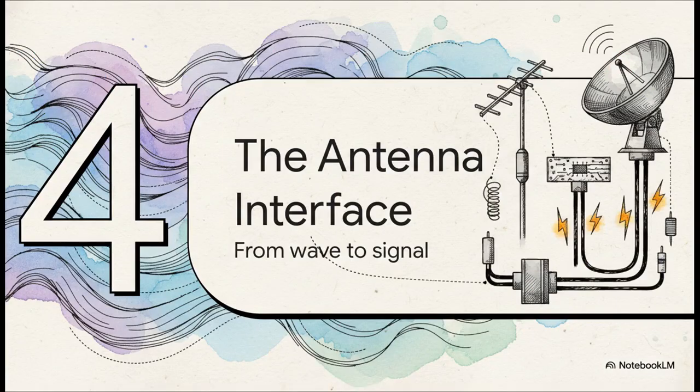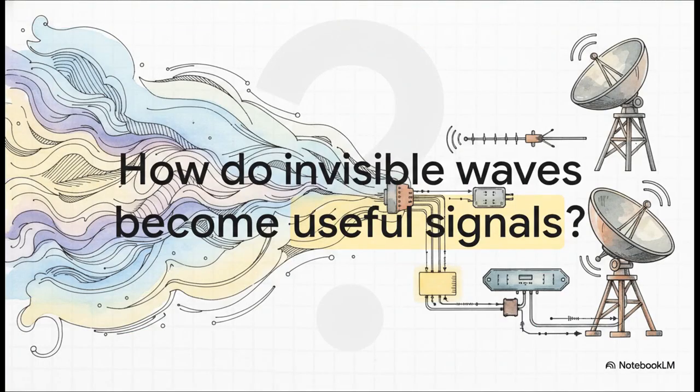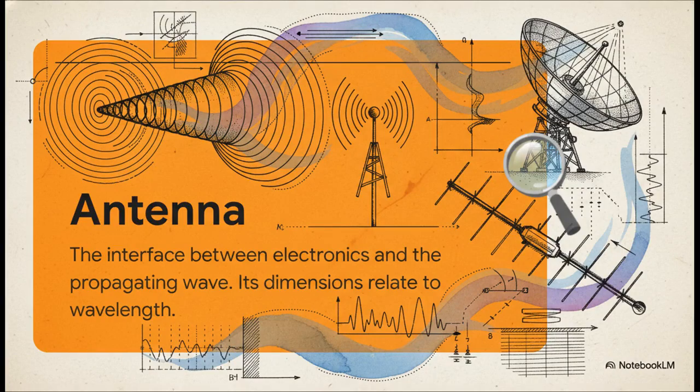Okay, so let's see how this all connects. How do we actually grab one of these invisible waves and convert it into a useful electrical signal? This is really where the theory meets the hardware. I mean, that's the whole magic trick of what we do, isn't it? We're bridging the gap between this field propagating through empty space and an actual current flowing down a wire. And the answer, of course, is the antenna. The antenna is our translator.